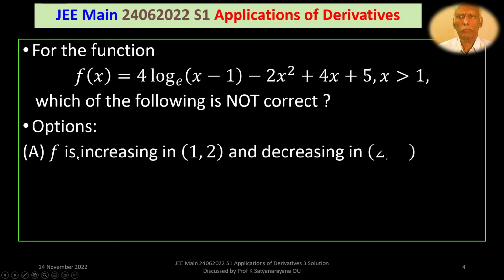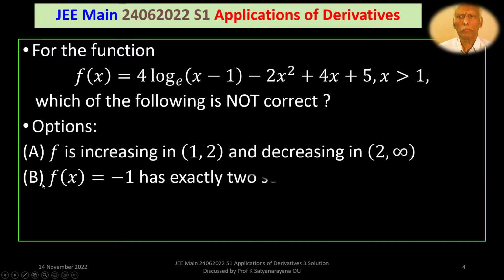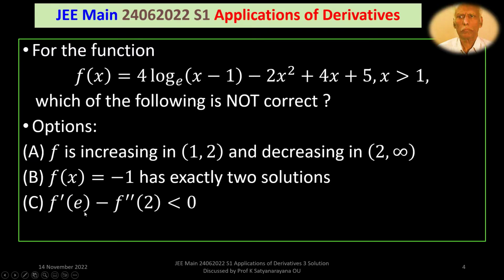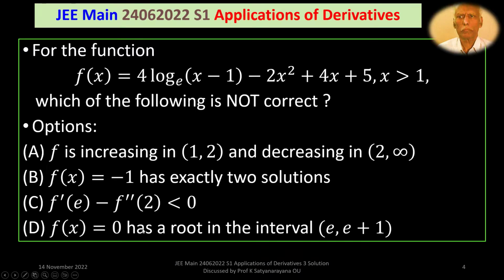Option A, f is increasing in the open interval (1, 2) and decreasing in the open interval (2, ∞). Option B, f(x) = −1 has exactly 2 solutions. Option C, f′(e), the first derivative at e, minus f″(2) is less than 0. Option D, f(x) = 0 has a root in the open interval (e, e + 1). So, we are given a function.